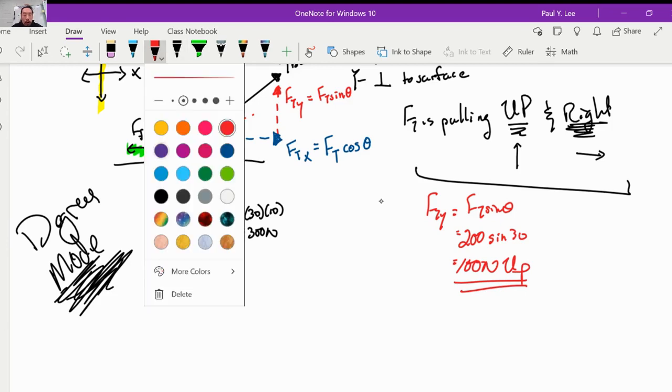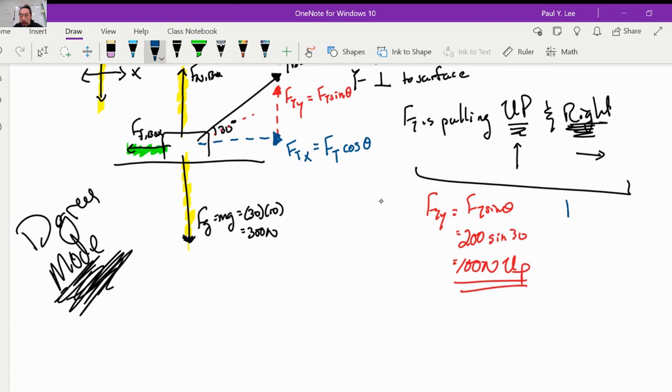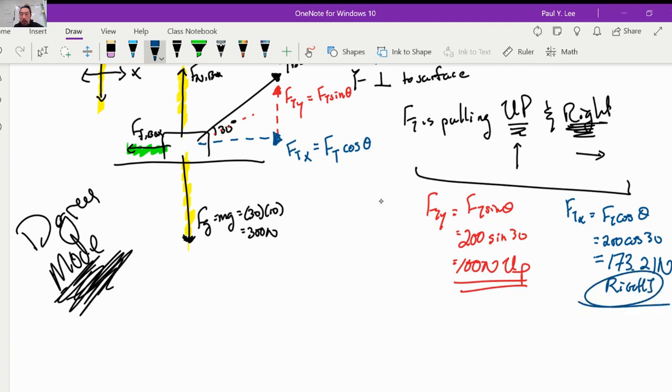All right, now let's do one for FTX. So here we have FTX is equal to F of T cosine of the angle. And our F of T is 200 cosine of 30. So I'm going to type in cosine of 30. So if you're following along, and I hope you do, because you have to get used to using your calculators, you should get 0.866 and some numbers after, times 200. And I get 173.21. I'm rounding to 2 decimal points, newtons, and this is to the right. All right, so we have our two forces, okay?